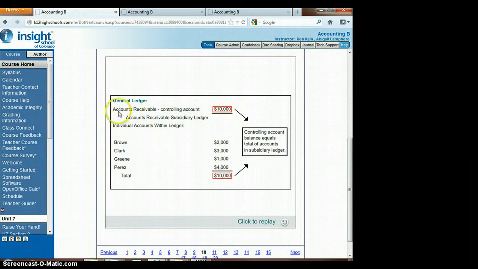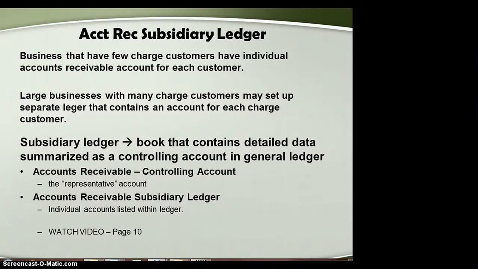Okay, so all they're saying is that now we're going to have accounts receivable as a controlling account and an accounts receivable subsidiary ledger. Again, our controlling account is kind of the umbrella, the overall balance of all of these accounts put together. We're going to track all these individually in this second ledger, and then just show the balance in our main general ledger. I hope that makes sense so far. If you have questions about that, make sure you come to our next Class Connect session and we can clear those up for you.